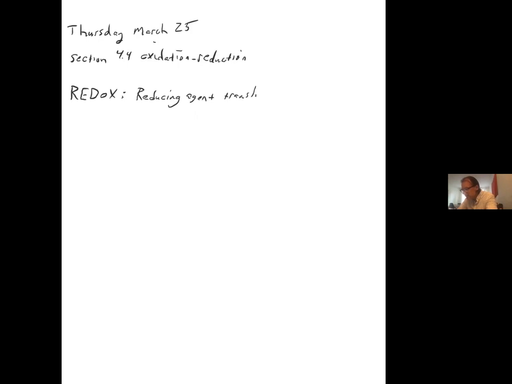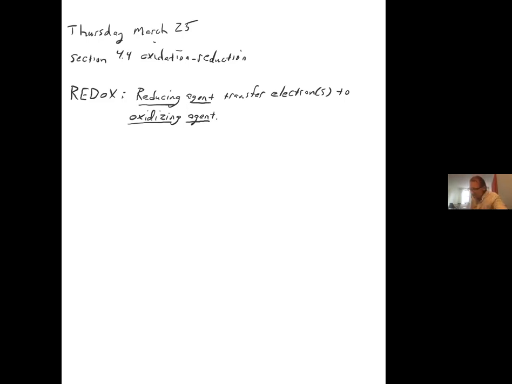transfers one or more electrons to an oxidizing agent. Okay, oxidizing agent, reducing agent. Those are reactants. The term agent is another word for reactant. So we could very well call this the reducing reactant transferring electrons to the oxidizing reactant.